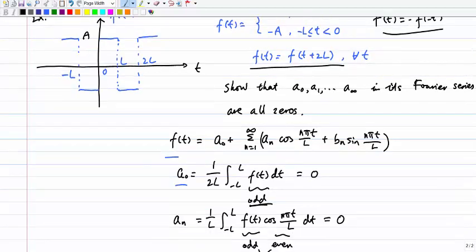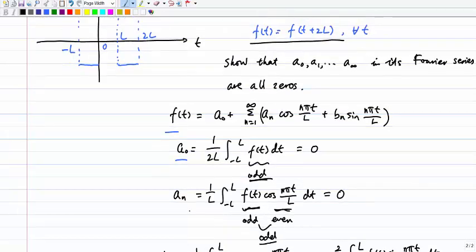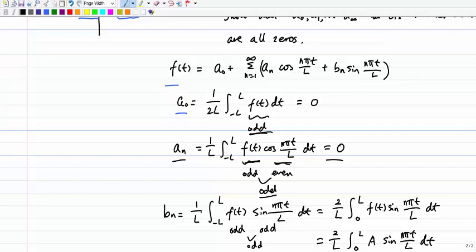An is 1 over L times the integration from negative L to L of f(t) cosine(nπt/L) dt. f(t) is an odd function and cosine is an even function, so the product is an odd function. So an is 0, which we already showed. We can also compute bn. Bn is 1 over L times the integration from negative L to L of f(t) sine(nπt/L) dt.